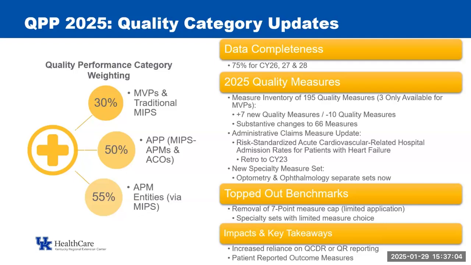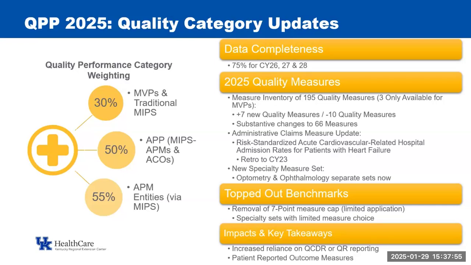As far as expanded measures for 2025, CMS has finalized 195 clinical quality measures that are available through the program, either through your EHR via eCQMs, through your qualified registry or QCDR measures, through administrative claims. CMS has added 7 new quality measures and removed 10 overall quality measures from the program. We saw 66 measures with substantive changes in this final rule. As always, we highly recommend that you review any of your commonly reported measures and identify if there are any substantive changes that need to happen to your reporting or to your clinical workflows.